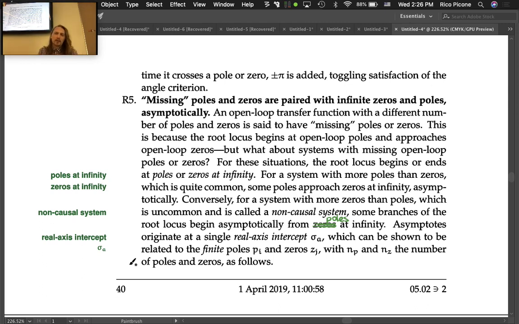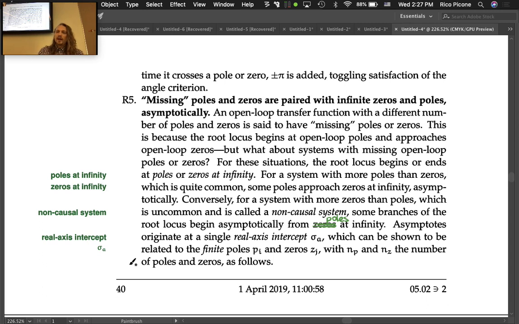So we call those missing ones. This is because the root locus begins at open loop poles and approaches open loop zeros, but what about systems with missing open loop poles or zeros? For these situations, the root locus begins or ends at poles or zeros at infinity, we call them. For a system with more poles than zeros, which is quite common, usually we're going to have that situation. Some poles approach zeros at infinity asymptotically. So there aren't enough finite zeros, so we're going to have these zeros at infinity that will be approached asymptotically.